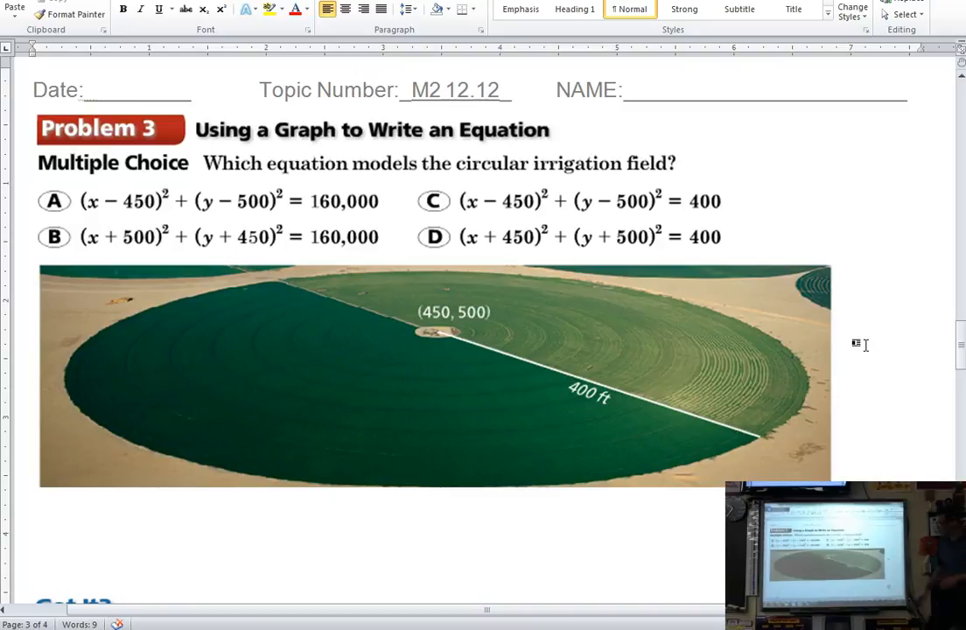So if these are both positive, which equation up here is going to model that circle? It would graph that circle. Michelle? Because when we square my radius, we get 160,000. Any questions on that?